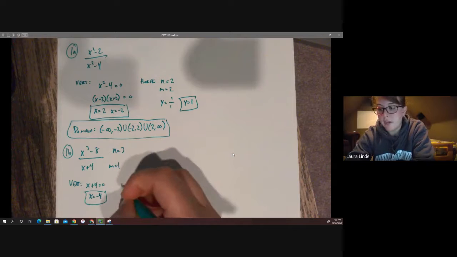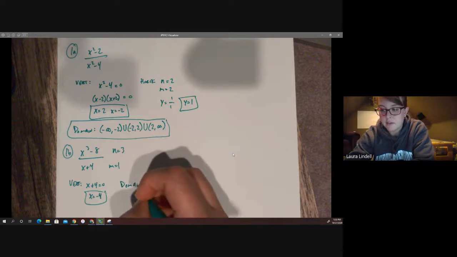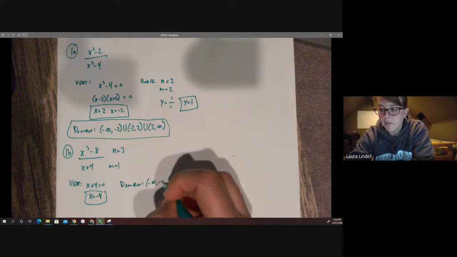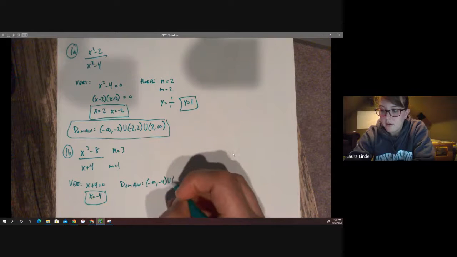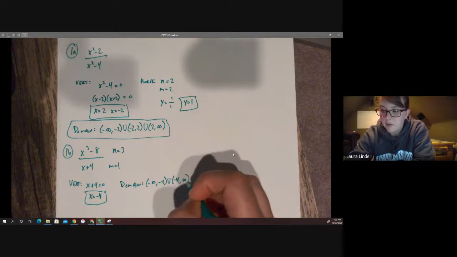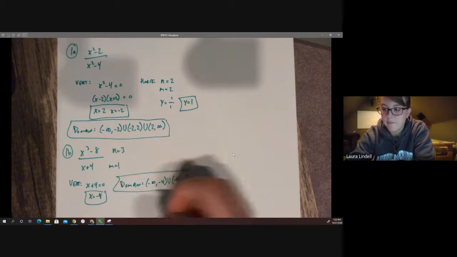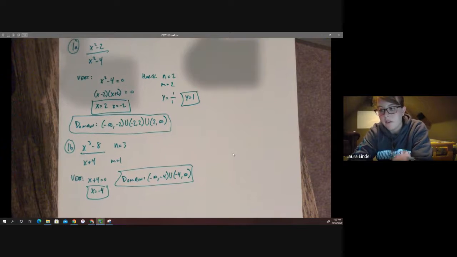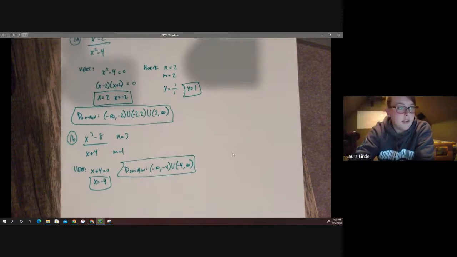So then our domain is what we would jump to next, which would be negative infinity to negative 4, and then negative 4 to positive infinity. So we're just excluding that value of negative 4. Okay, so there's 1b. Next, we'll move on to 1c.